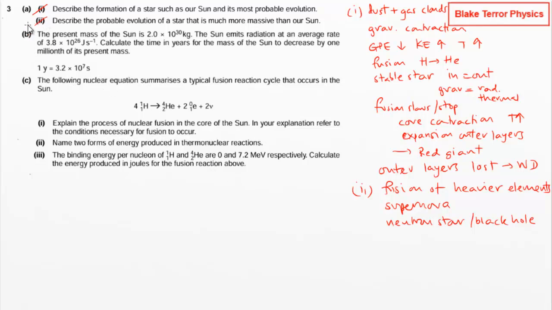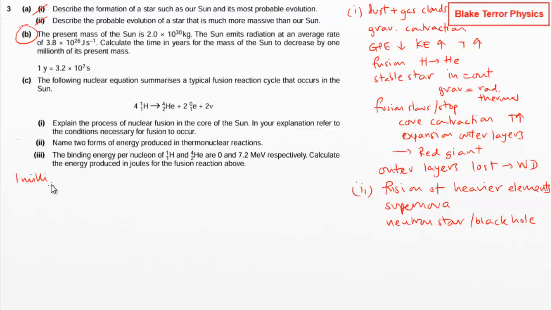Right, part B. Present mass of the sun is 2 times 10 to the 30 kilograms. Sun emits radiation at average rate of that. Calculate time in years for the mass of the sun to decrease by 1/1,000,000th of the present mass. So what is 1/1,000,000th of the mass? So where am I going to put this? Let's stick it down here.